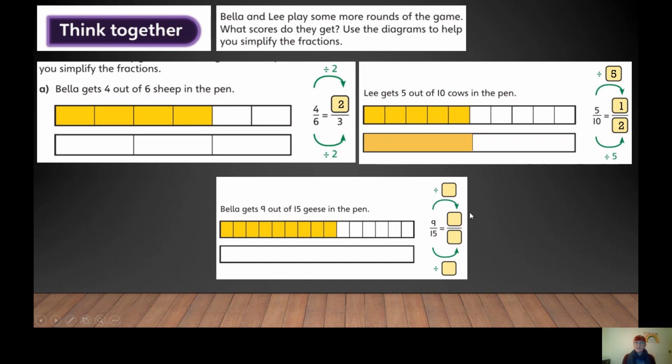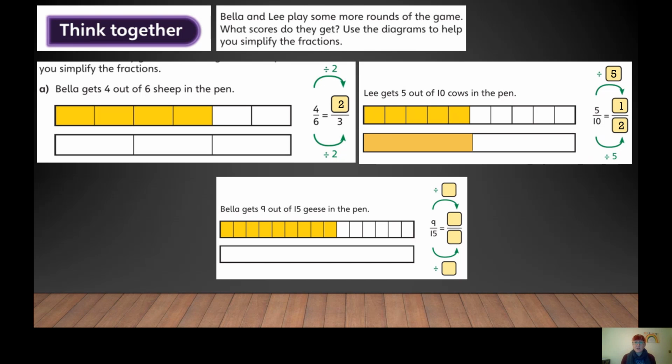Pause the video, have a little think about what are the common factors of 9 and 15, and therefore, by dividing the common factors, what would be the simplified version of 9/15? And how might you represent it on the diagram below? Okay, pause the video.